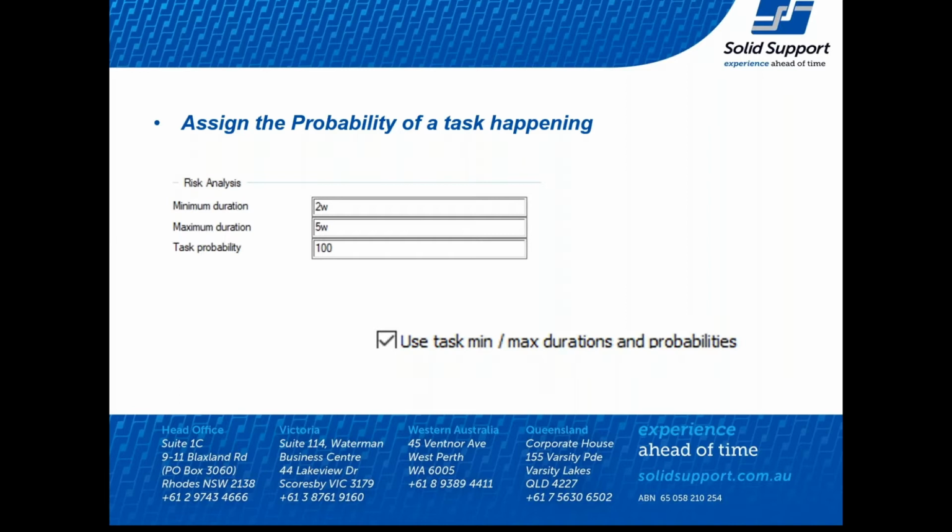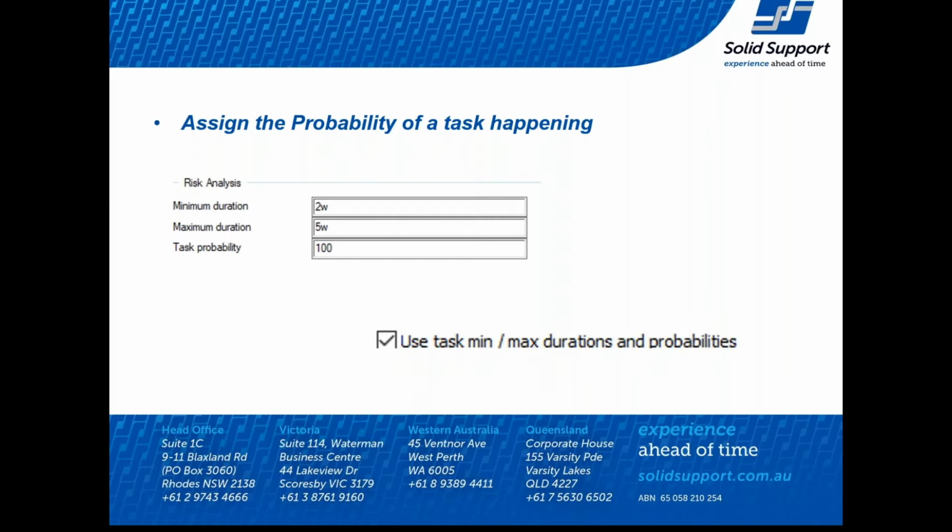Now, if you set a probability of 100, that means it's 100% likely to happen, so it's always going to be in the schedule. Now, it uses the minimum and maximum durations to work on that. But if you set that as 80, so 80% likely to happen, then when it does its iterations, only around 80% of those iterations will that task even be there as a duration. It'll just be a milestone in the others, so it has no duration.